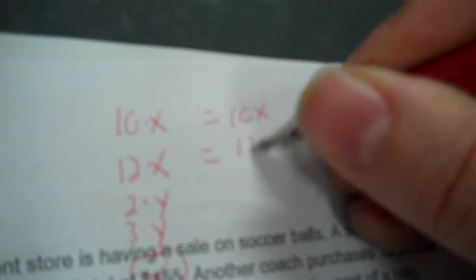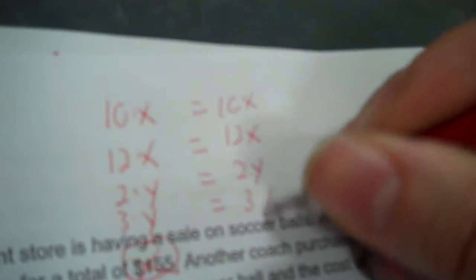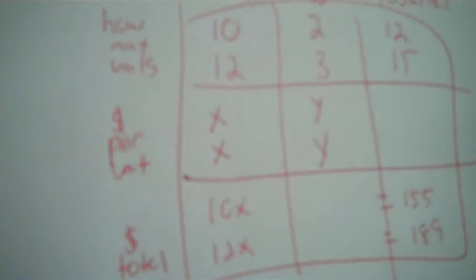Now find the product, so you need to take 10 times x, and 12 times x. Then 2 times y and 3 times y. So it's 10x, that's 12x, that's 2y, and that's 3y. So this resulted in a 10x and a 12x, and this resulted in a 2y and a 3y, and now I have my 2 equations set up. I just stack them.